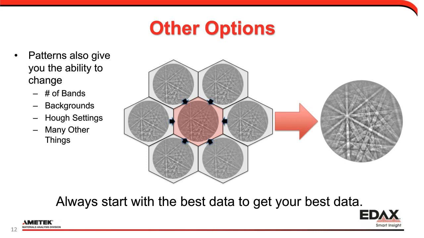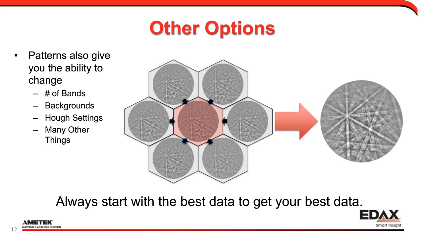Now, the other option I have when I have the patterns is that I can fully reset the Hough settings. So it's not just the number of bands. I can change my mask, change my spacings. There are all these different options that I don't have if I just save the Hough peaks. So whenever I can, I want to make sure I'm saving patterns.